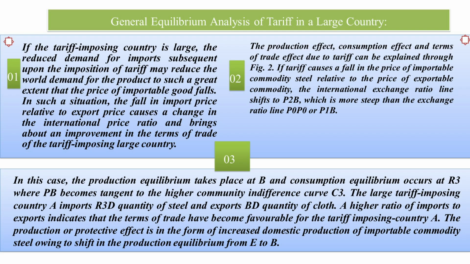If tariff causes a fall in the price of the importable commodity relative to the price of the exportable commodity, the international exchange ratio line shifts to P2B, which is steeper than the exchange ratio line P0P0 or P1B. In this case, the production equilibrium takes place at B and consumption equilibrium occurs at R3, where PB becomes tangent to the higher community indifference curve C3. The large tariff imposing country A imports R3D quantity of steel and exports BD quantity of cloth.